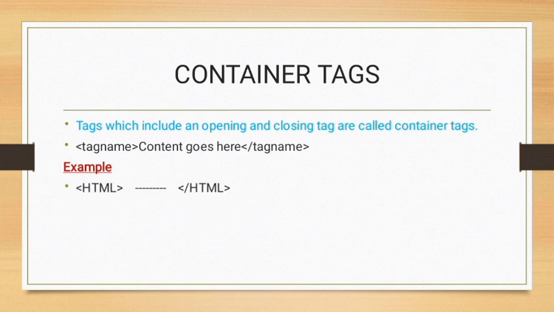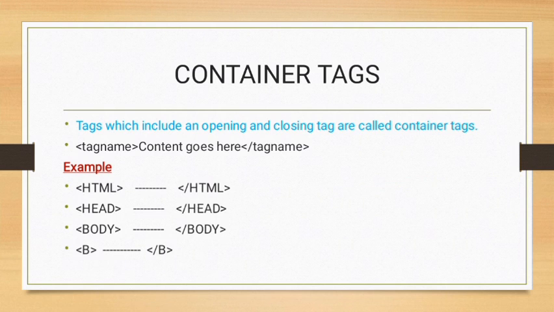So these are the examples of container tags: HTML, then /HTML, head /head, title /title, body /body, B tag, U tag, B for bold, U for underline, I for italics. All these are container tags.